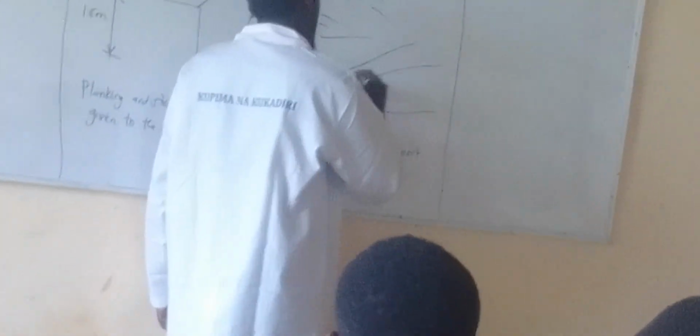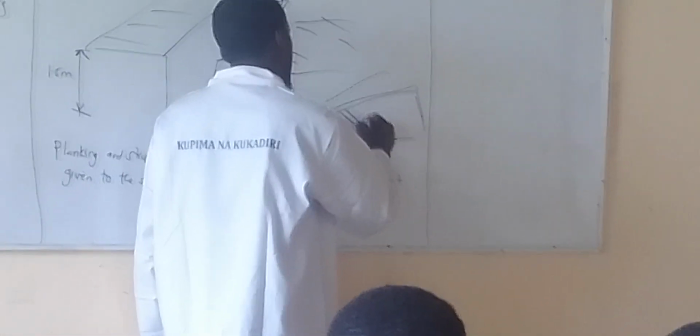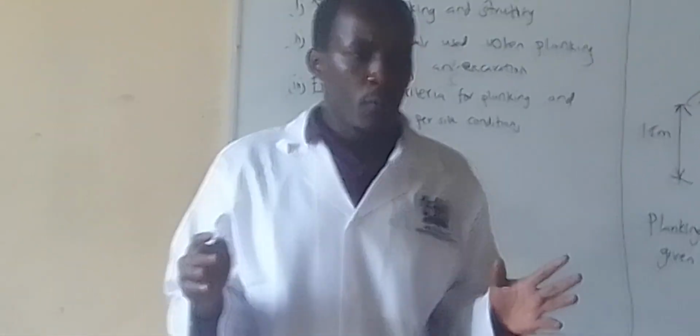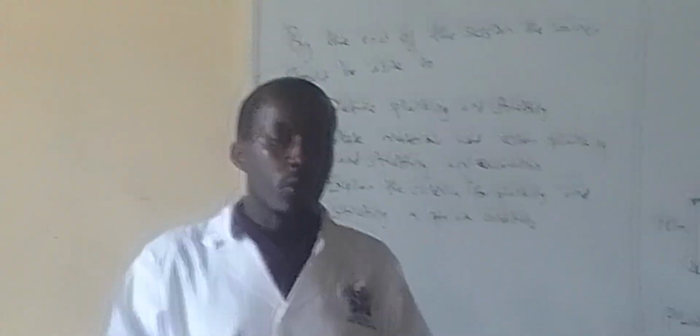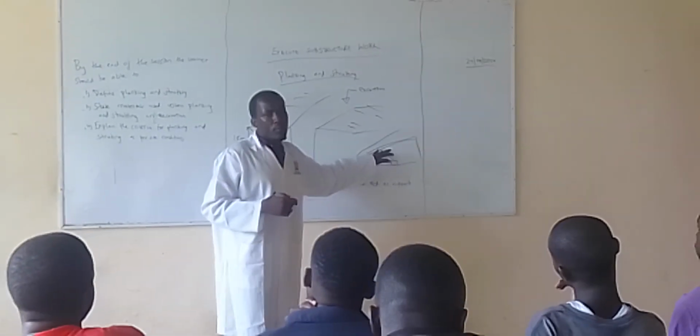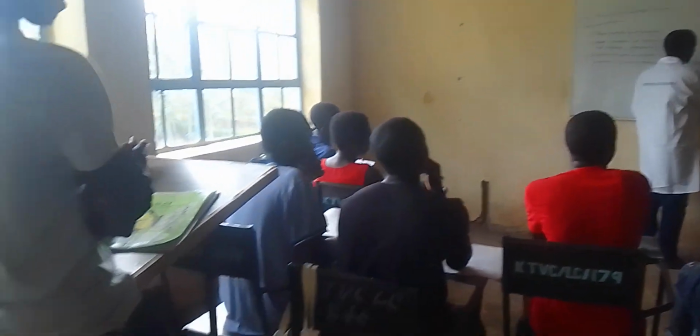You see them putting some vertical and horizontal members, then upon this, they support it until the concrete is stable or dry, then they can remove these supports. Now this is an example of planking, and this is how we do it.